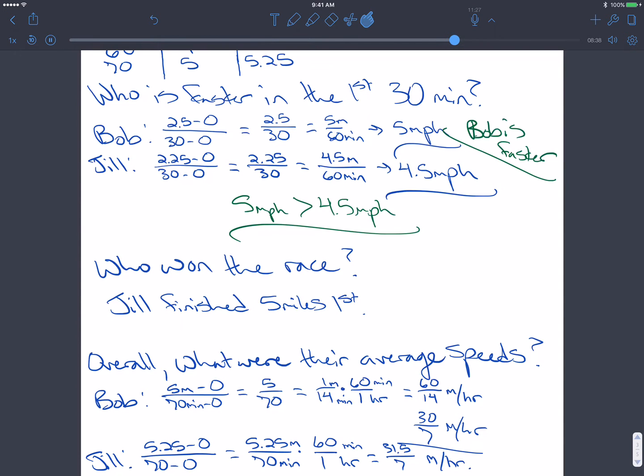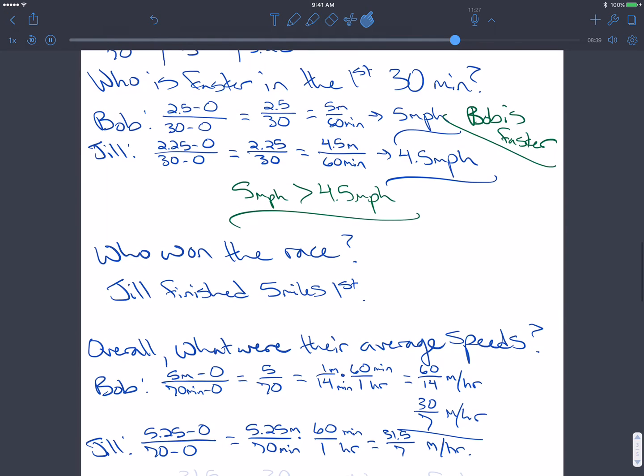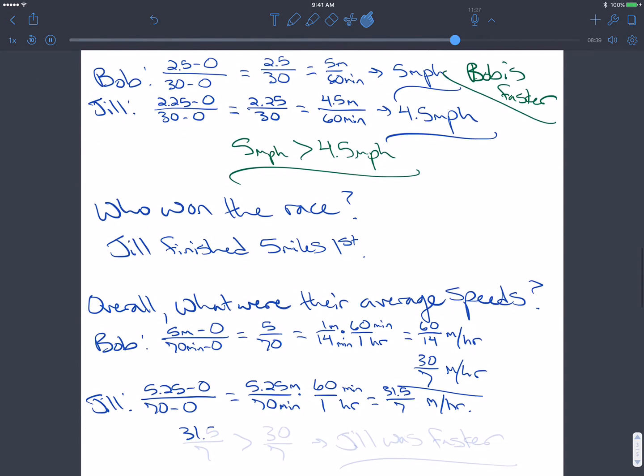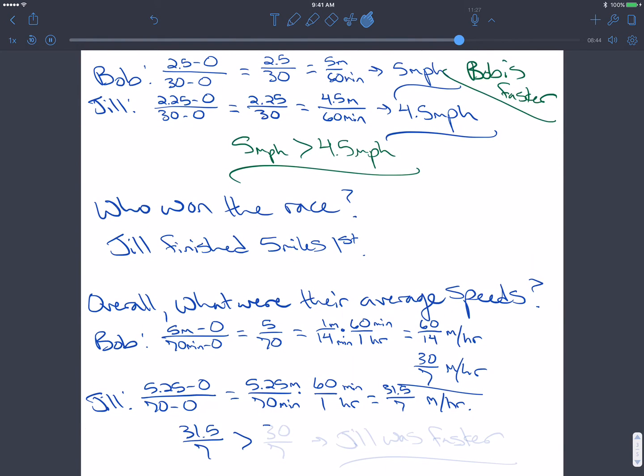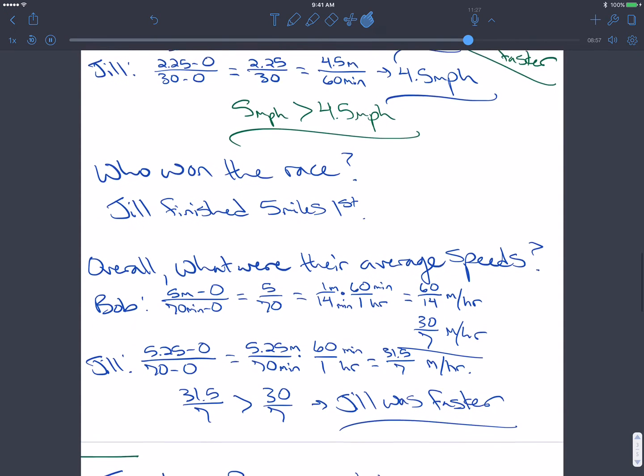Both of these are over 7. 31.5 is clearly greater than 30. So 31.5 over 7 is greater than 30 over 7. So that means that Jill was faster over the whole course.